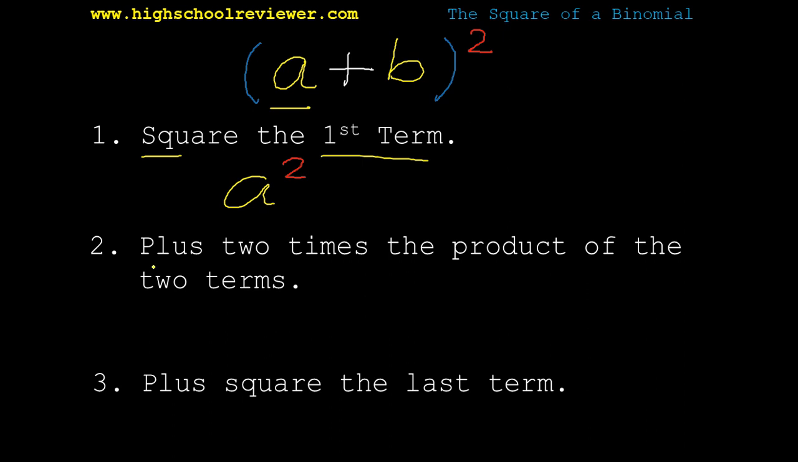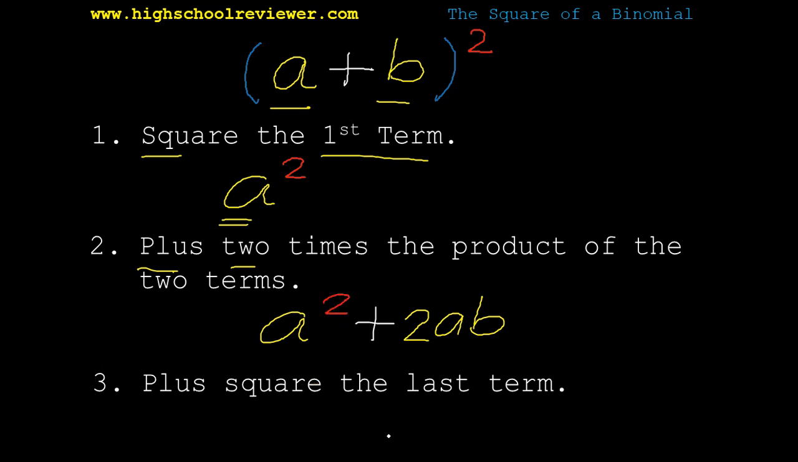Our second step, plus 2. Okay, we will put here plus, we have 2. So plus 2 times the product of the 2 terms. This means that we will multiply the 2 terms we have here, a, multiply that by b. And of course, do not forget, we have here a, and this is raised to the power of 2.